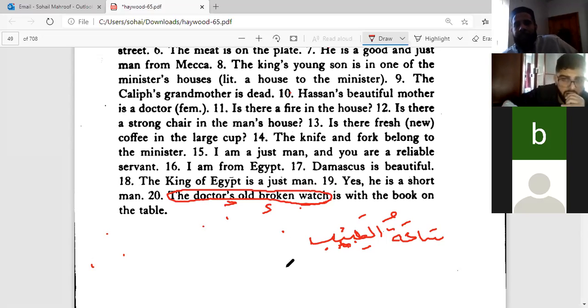One thing: in idafa, the mudaf and mudaf ilayhi don't need to have the same gender. They could have different gender. Are you sure they don't have to have the same gender? Because sa'atu is feminine, so I would assume the doctor would also follow the form. No, not necessarily. Because if it's at-tabibatu, the meaning changes. At-tabibu means a male doctor, and at-tabibatu would mean a female doctor.